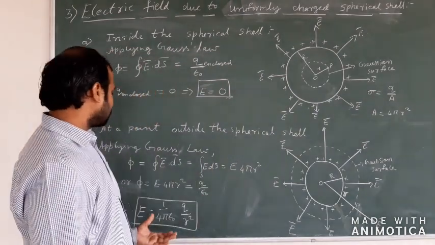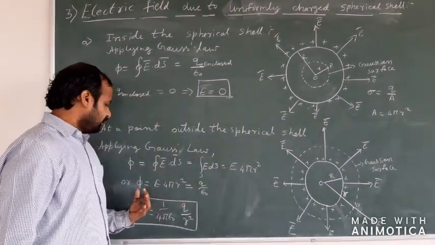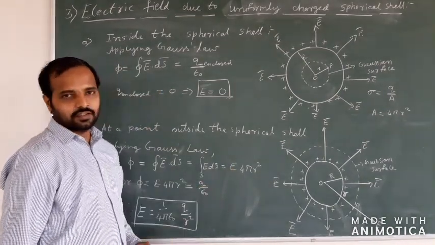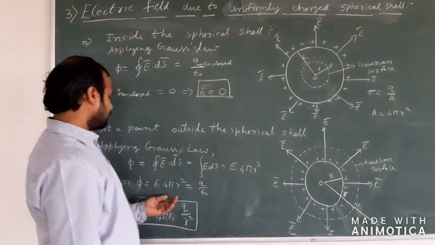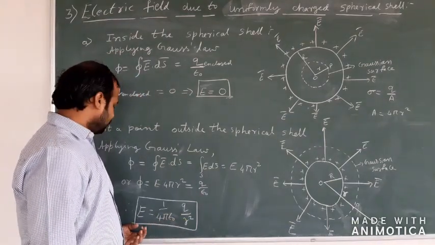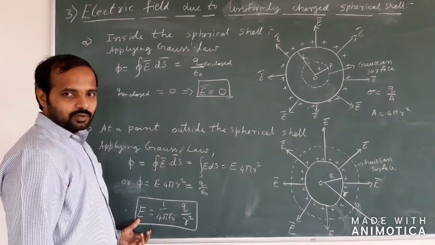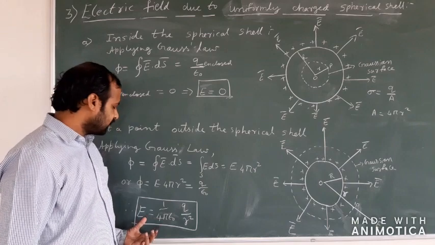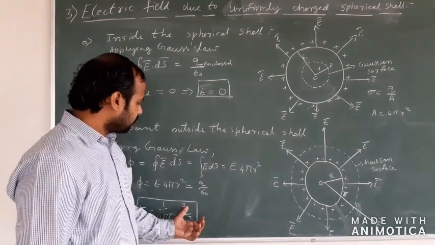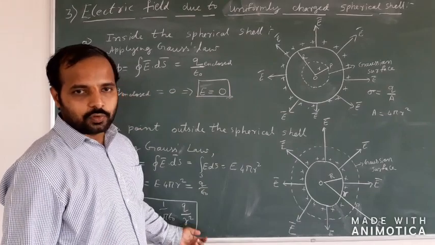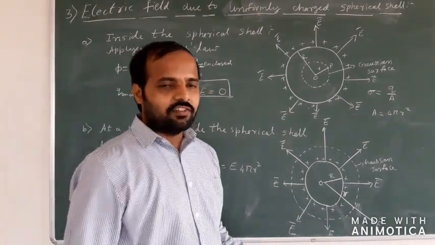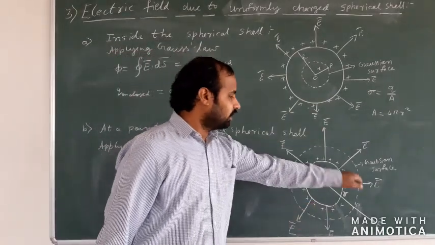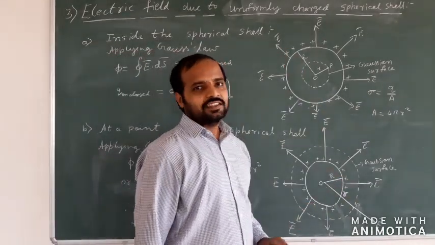So when I substitute this in the general equation of Gauss law, we have φ = E × 4πr² = q/ε₀. Now we can rearrange the terms to get the electric field. So the electric field at a point outside the spherical shell is equal to 1/(4πε₀) × q/r². This is how we can find the electric field due to the spherical shell at a point outside the sphere.